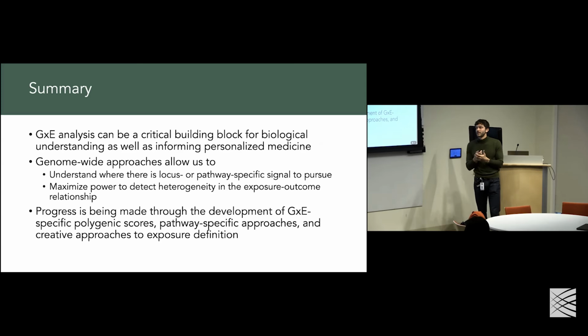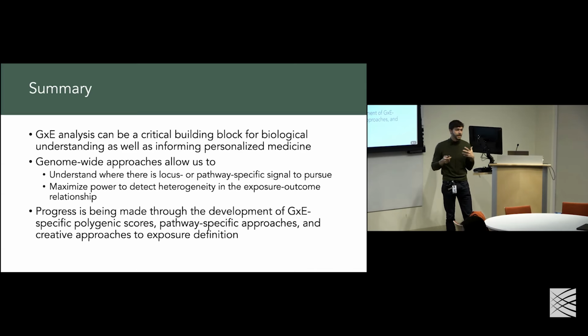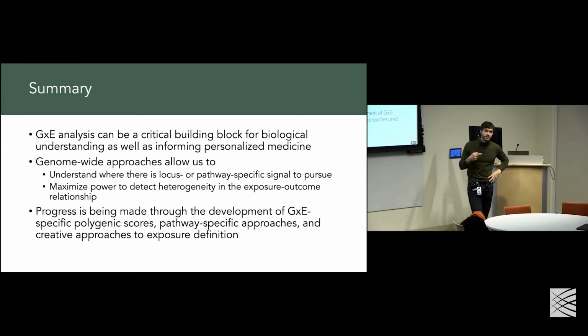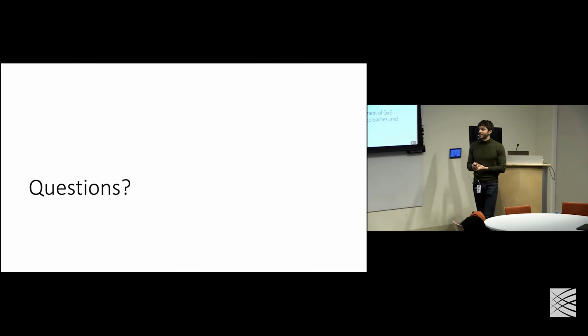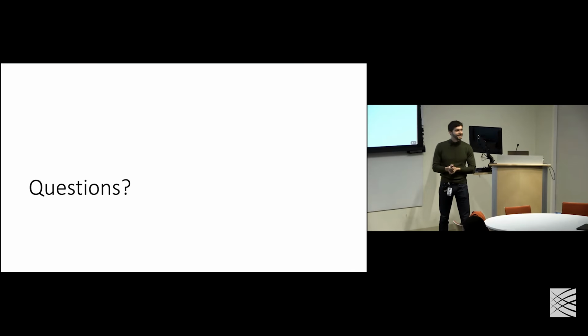They also allow us to maximize power to detect this heterogeneity in the exposure-outcome relationship in the same way that polygenic scores and genome-wide approaches do for genetic main effects. Progress continues to be made. I'm trying to do my part in contributing to it, but a lot of people are working on things like G/E-specific polygenic scores, pathway-specific approaches, and creative approaches to exposure definition. And so happy to talk through any more of this. Thanks for your attention.